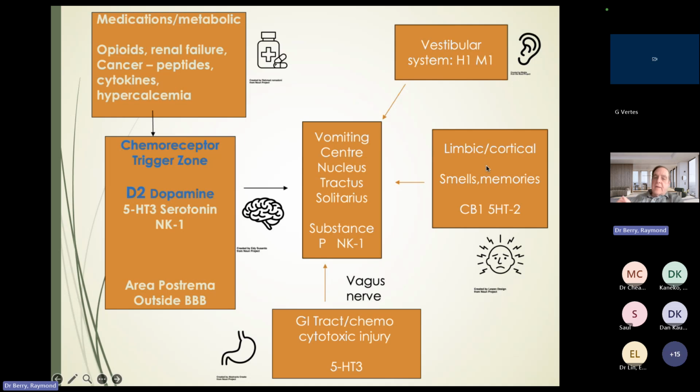Limbic and cortical, smells, memories. The pathways are so poorly understood with this. There's a lot of cannabinoid receptors here that seem to block this. These are the things that are harder to grasp on. A smell that provokes nausea, a memory. Memories are really key. People go with their chemo, they start vomiting sometimes as they're just approaching it, just the memory of it. So there's other serotonin receptors here that mediate that, not nearly as well understood as the other pathways.